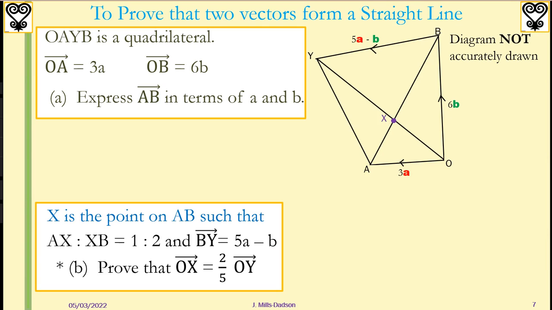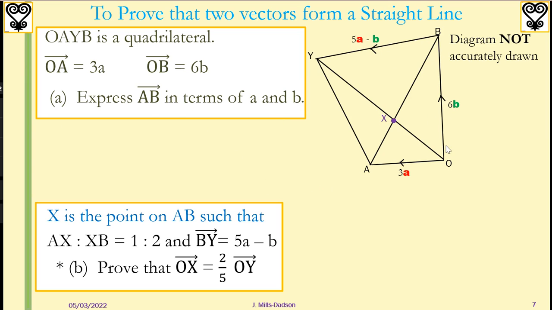OAYB is a quadrilateral, and our vectors are already given, directions also given to us. Always check that. If it is not, go by the question one by one, do your arrows and put down your vectors. First, let's express AB in terms of A and B.